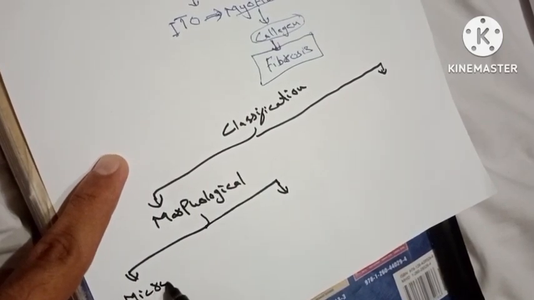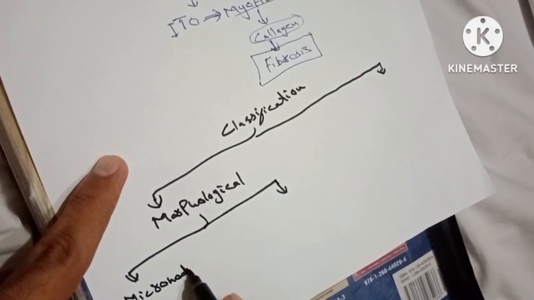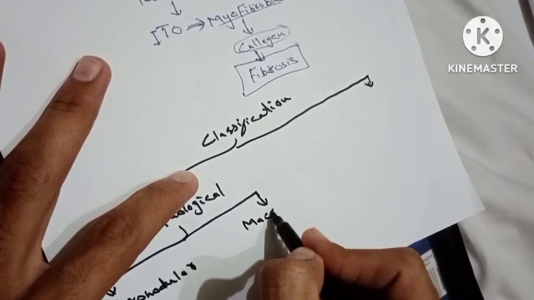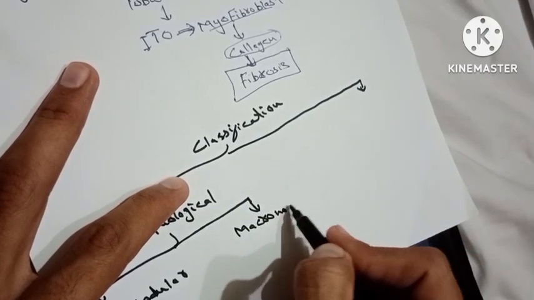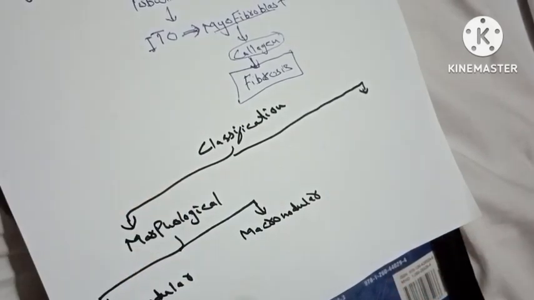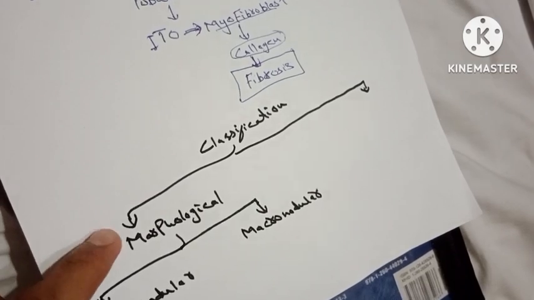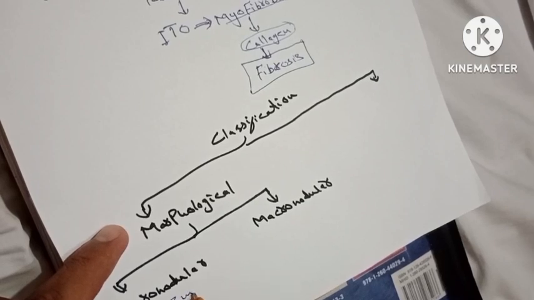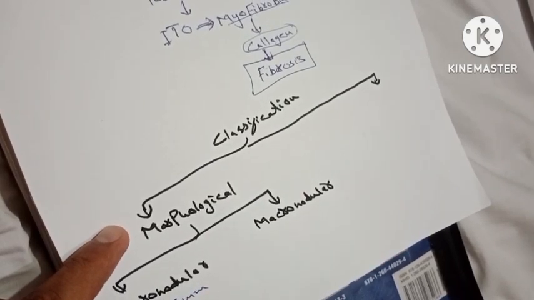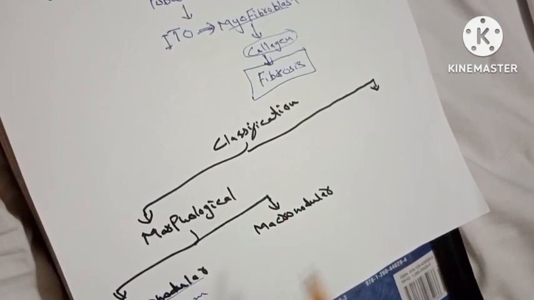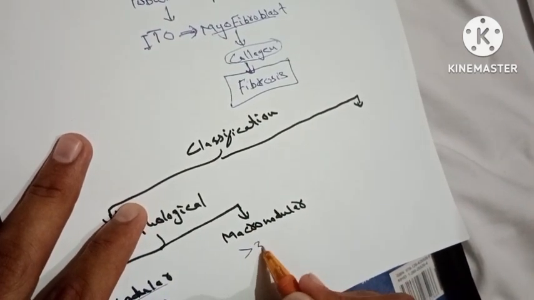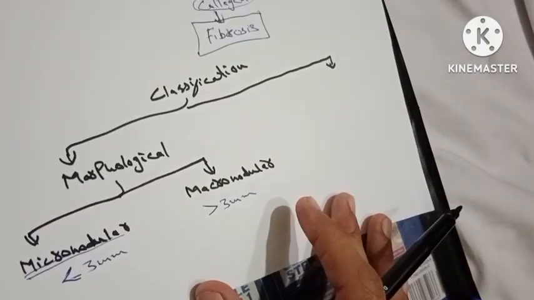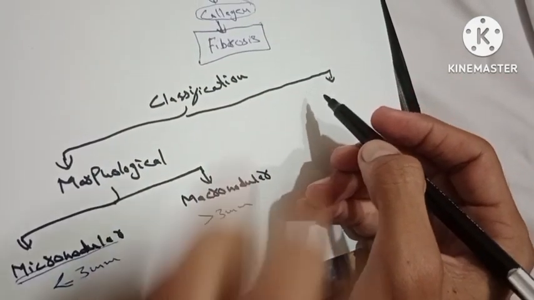Micronodular cirrhosis, and the other is macronodular cirrhosis. Okay. In micronodular cirrhosis, if the nodule is less than 3 millimeter, this is micronodular cirrhosis. If the nodule is greater than 3 millimeter, this is macronodular. Okay. Then the other is etiologic classification.